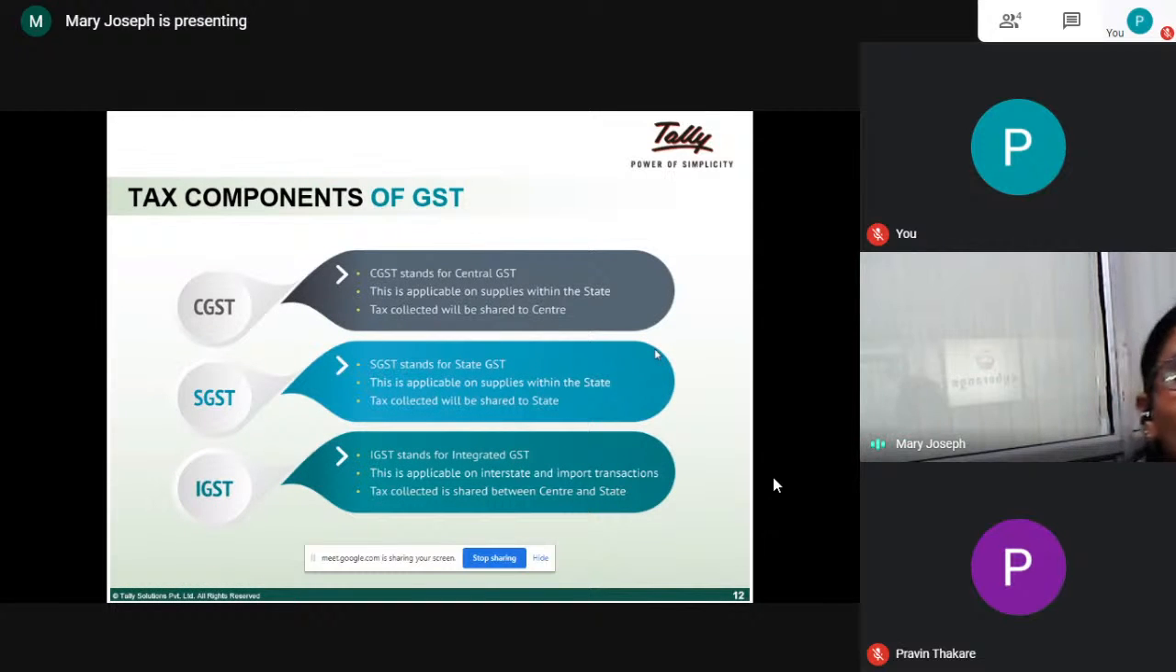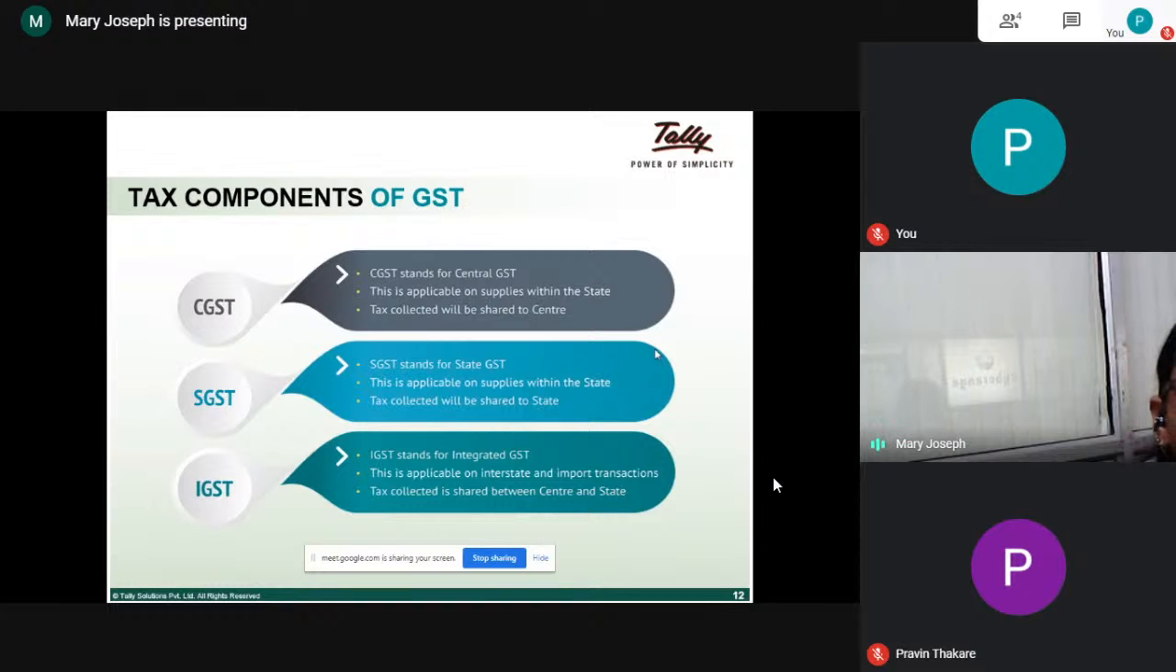Now the tax components of GST. What are the tax components of GST? We use the dual concept. CGST stands for Central Goods and Service Tax. This is applicable on supply within a state, and the tax collected will be shared with the central government. Another one is SGST, which stands for State Goods and Service Tax. This is applicable on supply within a state. Tax collected will be shared with the states.